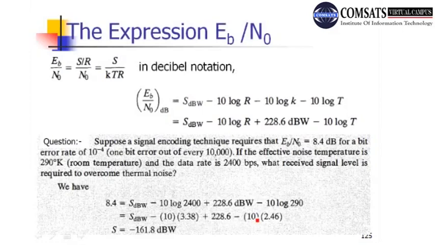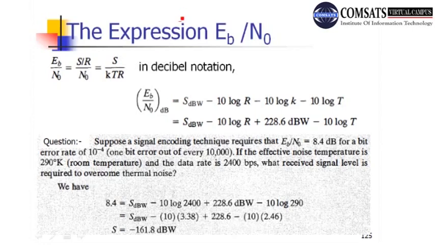So now here is the expression for energy per bit over noise energy. You can see we have Eb over N0 equal to S over R, and you get this formula by replacing the value of N0. We can also represent this in decibels: S in dB, 10 log R, 10 log k, and we are actually taking the log on both sides. So here we have the question.